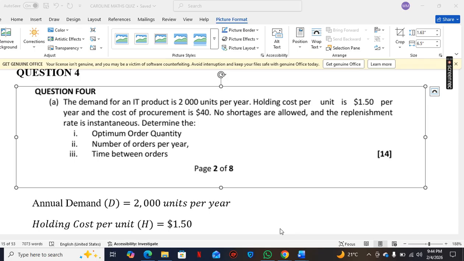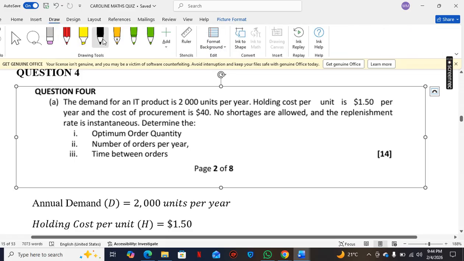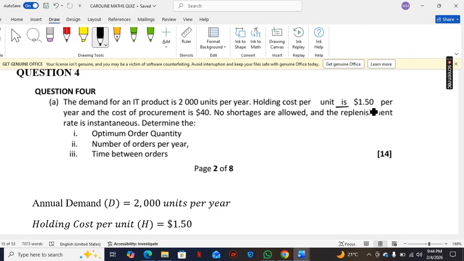This optimum order quantity, which is also called the economic order quantity, the main purpose of this is you are trying to minimize your holding costs and your ordering costs. Colleagues, what are holding costs? Holding costs to store your inventory.